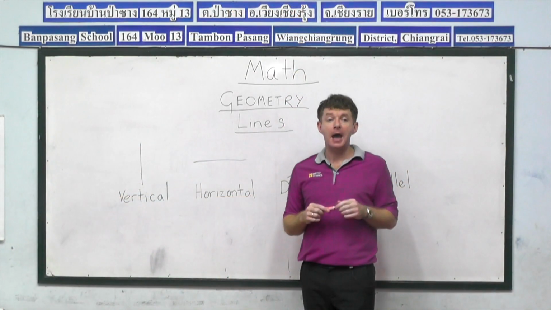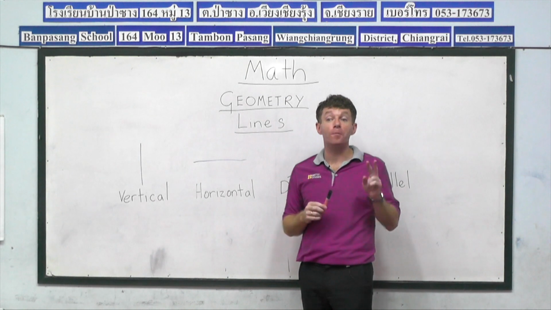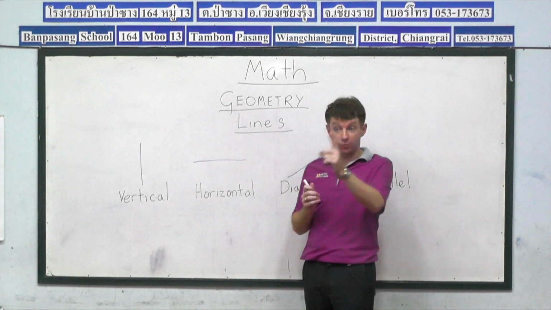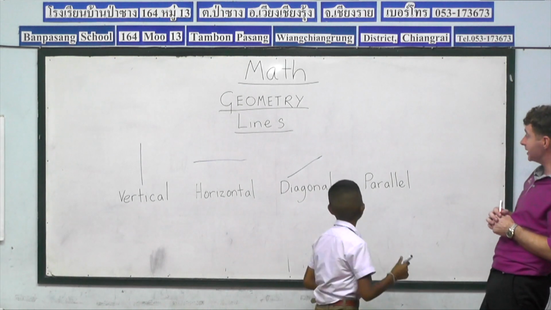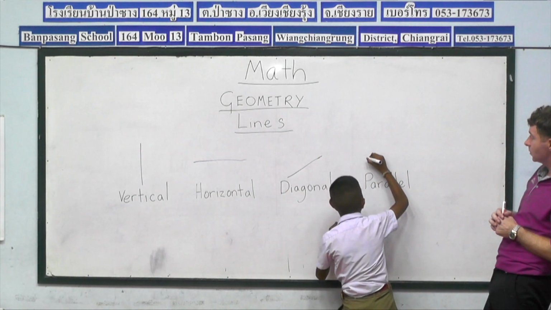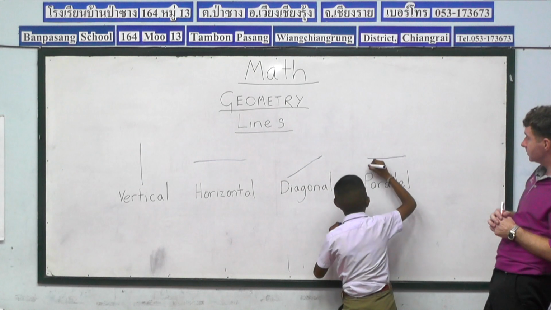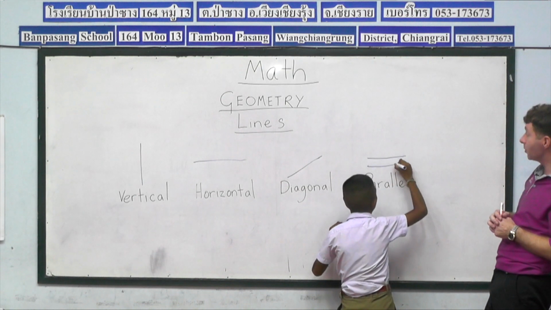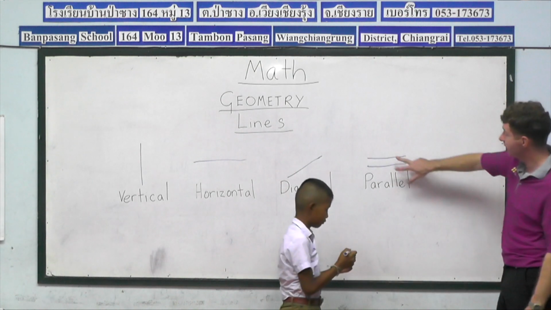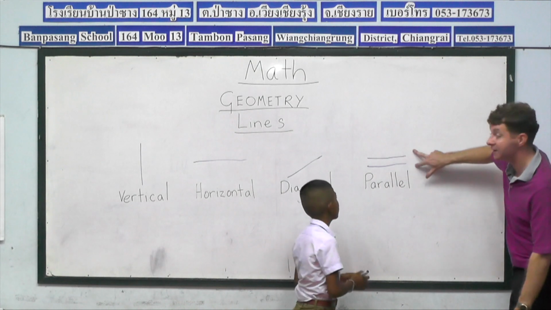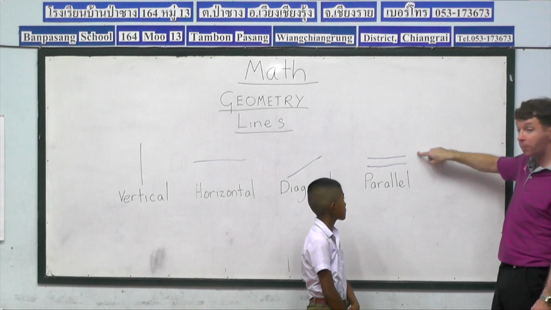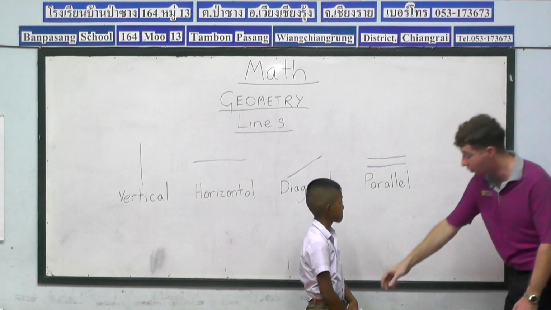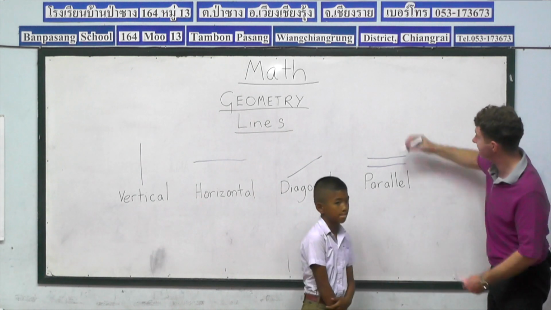So remember, how many lines do we need for parallel lines? 2. Well remembered. So can we draw our parallel lines together, Pat? 1, 2. That's perfect. Well done. Because we've got 2 parallel lines traveling in the same direction. That's what parallel means. We could also do 2 lines like this.